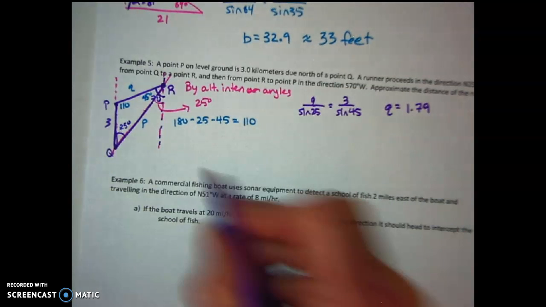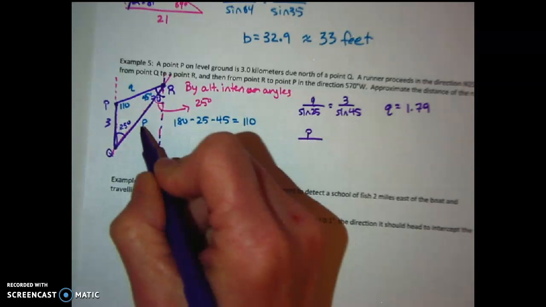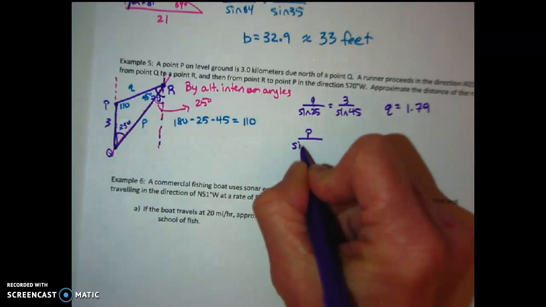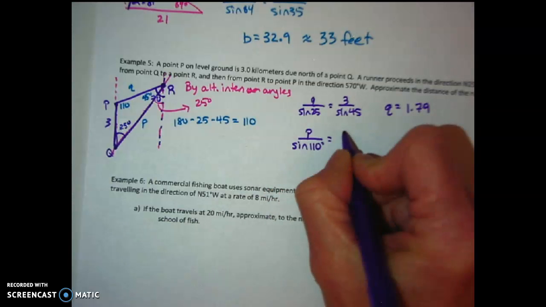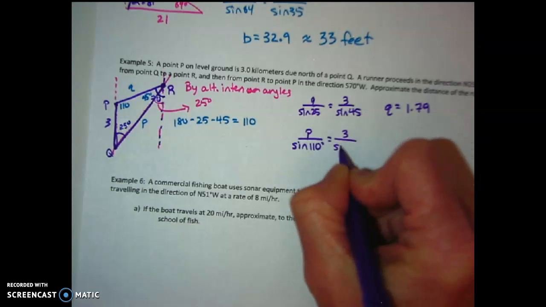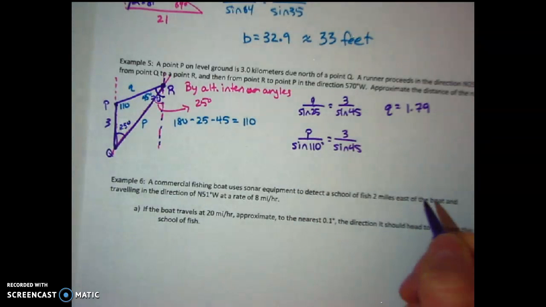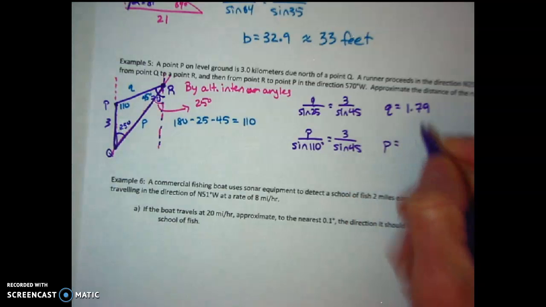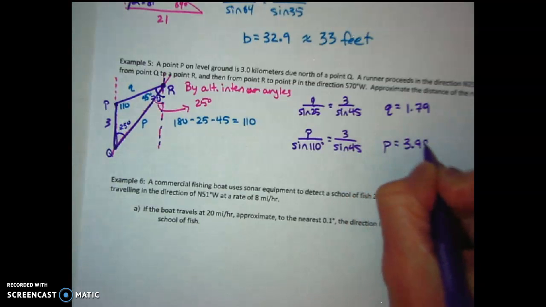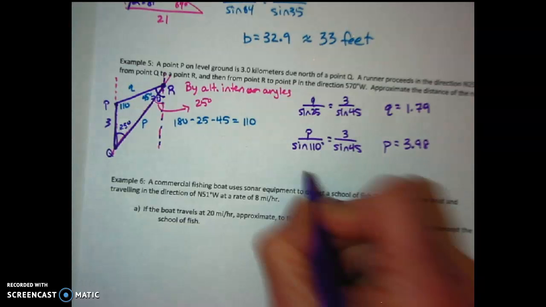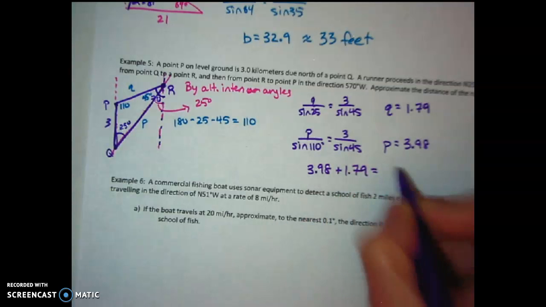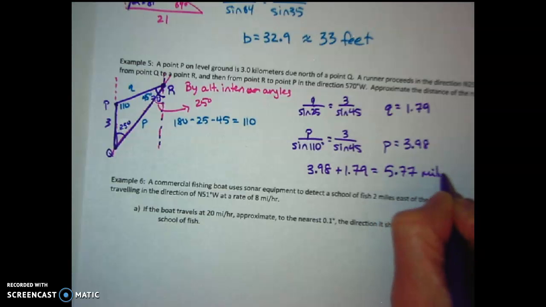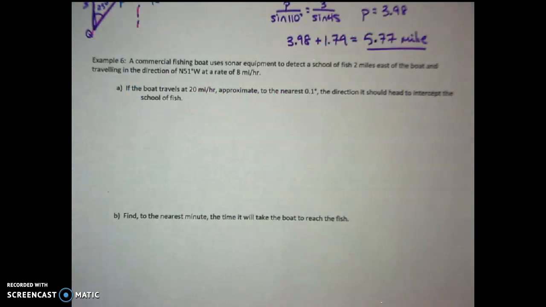And then similarly, I need to find side P, and the angle opposite side P is the 110, so P over the sine of 110 degrees. Again, we want to use the given information as much as possible, so 3 over the sine of 45 degrees. And when you put all this into your handy-dandy calculator, you should find that P is 3.98 miles. So the total distance of the run, 3.98 miles plus 1.79 miles, means she ran a little over 5 3/4 miles, 5.77 miles. And now example 6.